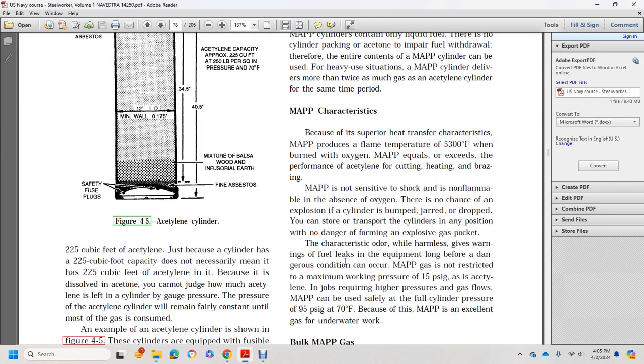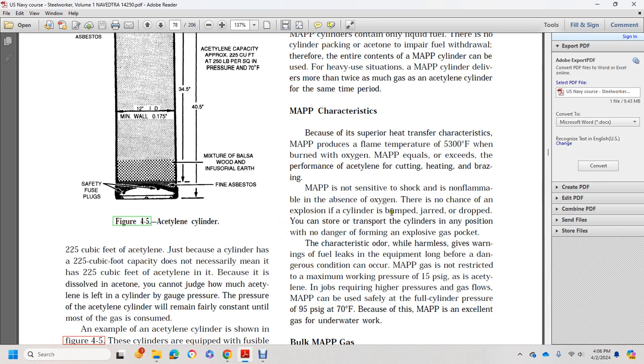MAP characteristics: because of its superheated transfer characteristic, MAP produces a flame temperature of 5,300 degrees Fahrenheit when burning with oxygen. MAP equals or exceeds the performance of acetylene in cutting, heating, and brazing. MAP is not sensitive to shock, and is non-flammable in the absence of oxygen.